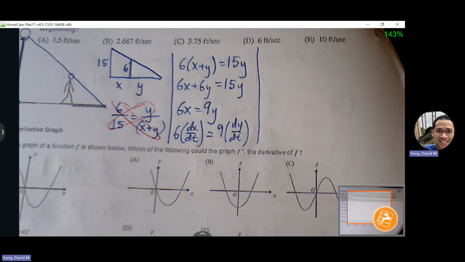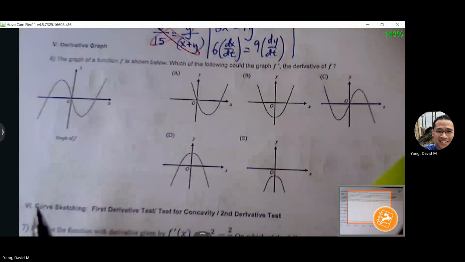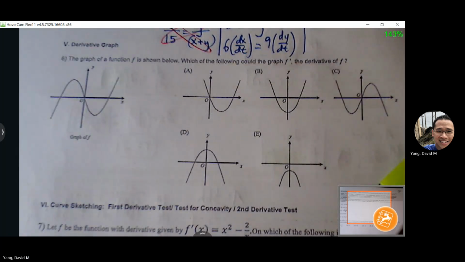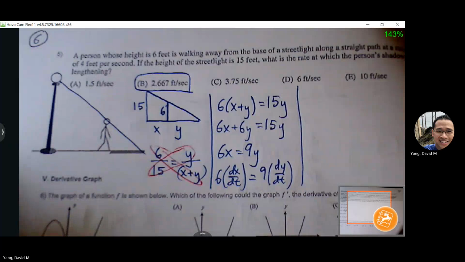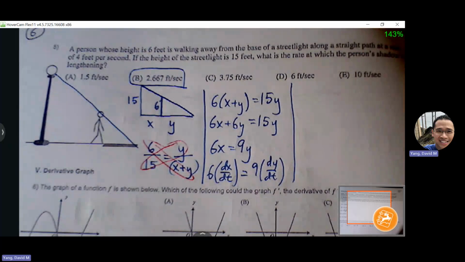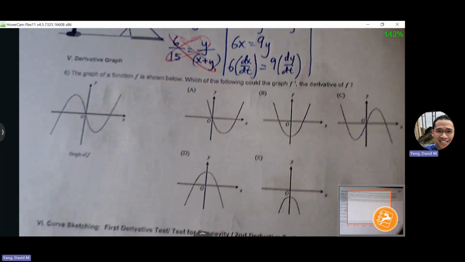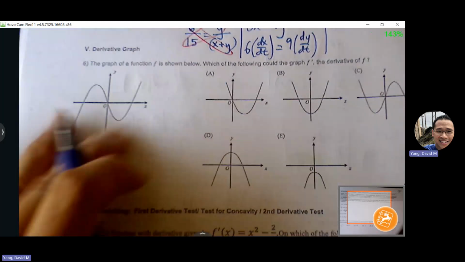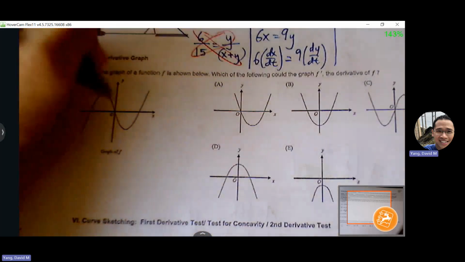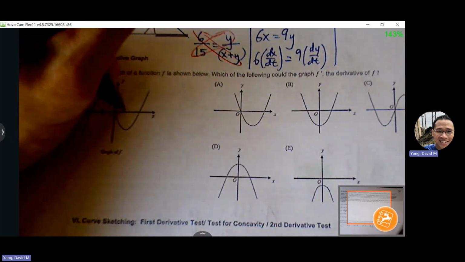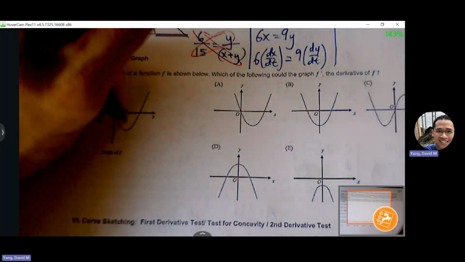Okay, let's do number 6. So number 6 says, answer is B, by the way. It says the graph of a function f is shown. Which of the following could be the graph of f prime? So let's create a sign line off of this. Now this is the original graph. So whatever you see is what you can expect from the slope and the concavity. So I'm going to put 1 and -1 here just so I can have some frame of reference.